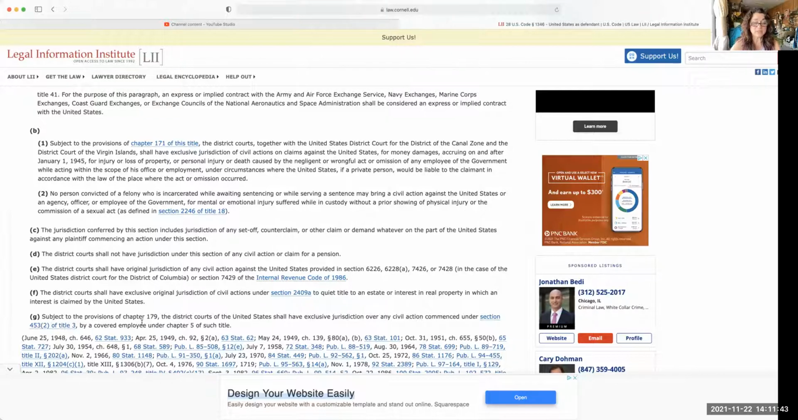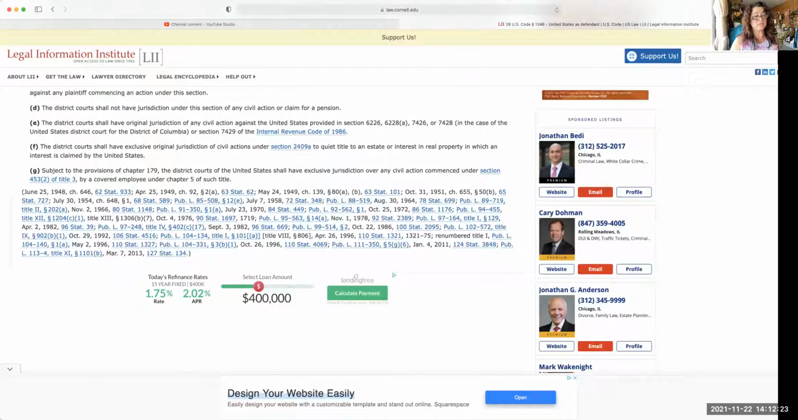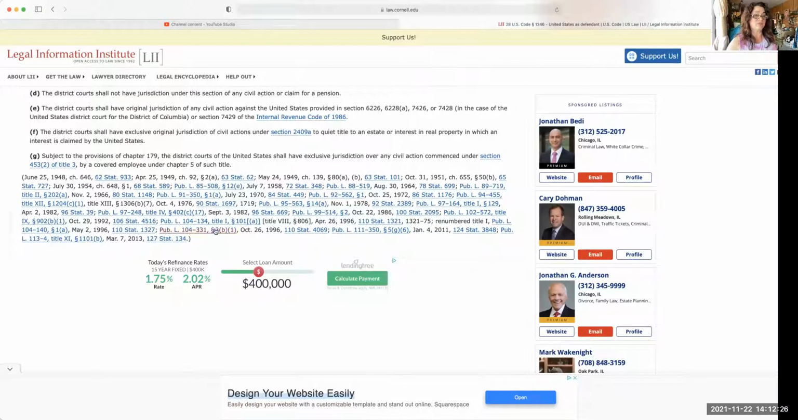G, subject to the provisions of Chapter 179, the district courts of the United States shall have exclusive jurisdiction over any civil action commenced under Section 453(2) of Title III by a covered employee under Chapter 5 of such title. Are you a covered employee? Are you a United States citizen? Do you have a driver's license? Because you are a covered employee, and maybe that little driver's license is your little insurance card and it has a lot of money on the back of that. Maybe you can read it. You know, somebody know how to read the back of those things? So here's all these great statutes. But anyways, this is very interesting.